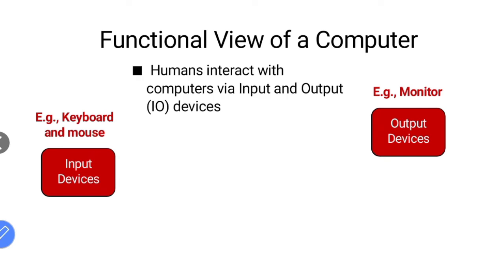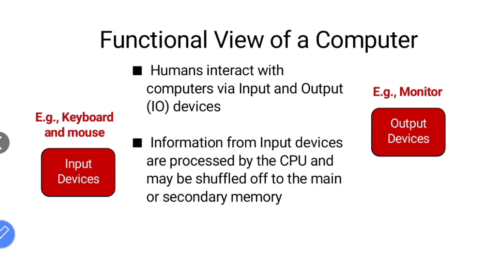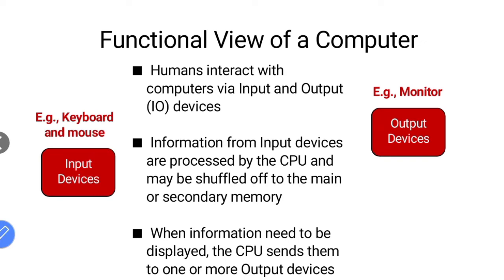Now humans interact with computers via input and output devices. So how is a human going to interact with the computer? By typing on the keyboard, by clicking with the mouse, and seeing the output from the computer, or taking the printout from the printer. Information from input devices is processed by the CPU and stored in the main memory or secondary memory. When information needs to be displayed, the CPU sends it to one or more output devices.